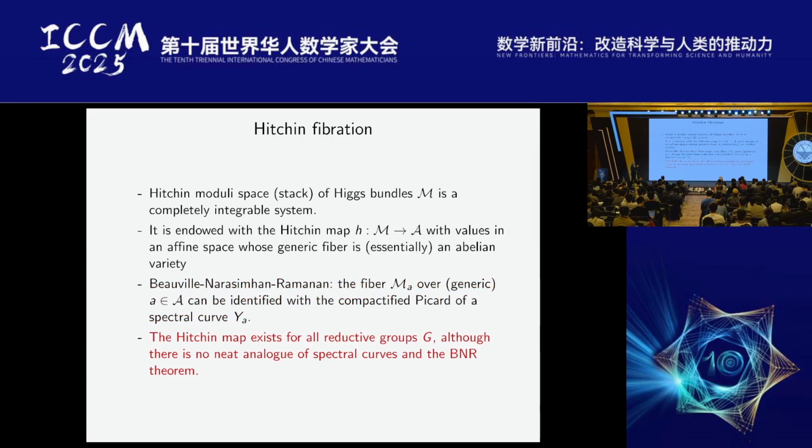We are very interested in this theory for a reductive group G, not just for GL_N. For that, there's not quite a good analogue of the BNR theorem. There's a theory of Cameral curves, which is a bit weaker, but there's no neat generalization of the BNR theorem. So we will see how you can overcome this.